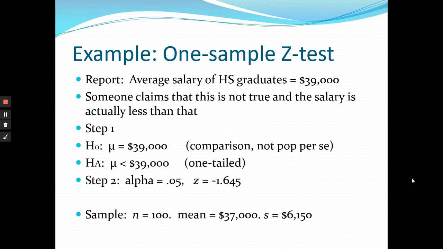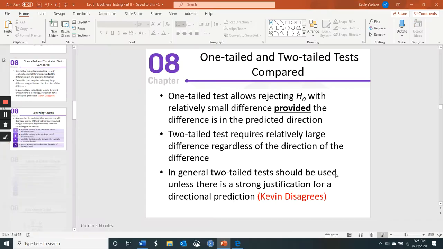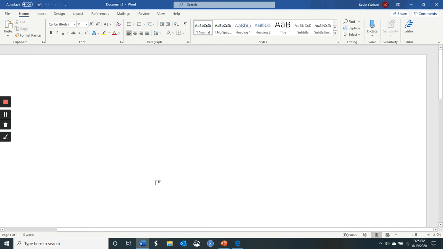So step one, remember step one was stating our H0 and HA. In this case, the H0 is the population mean is 39,000. That's the H0 in this case. The HA is that it's less than 39,000. That's the HA. We're going to use more of a research example in the next example. Let's just take this one first, though. So what that's saying, and I'm going to draw this so people are following this.